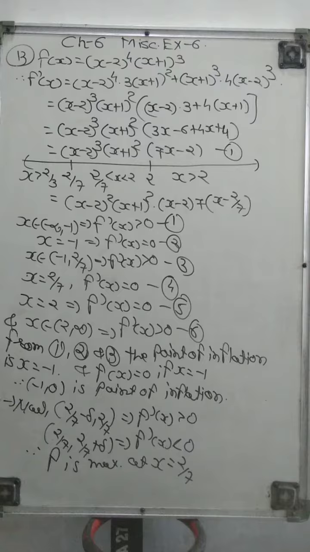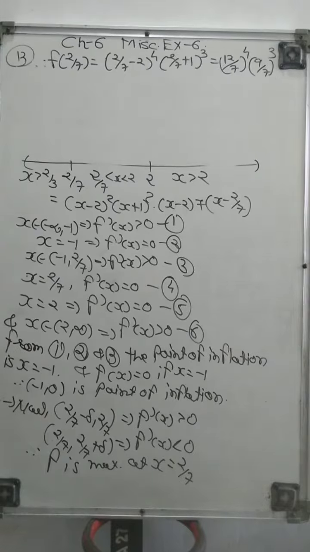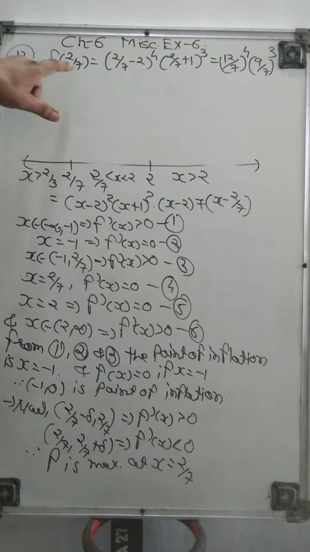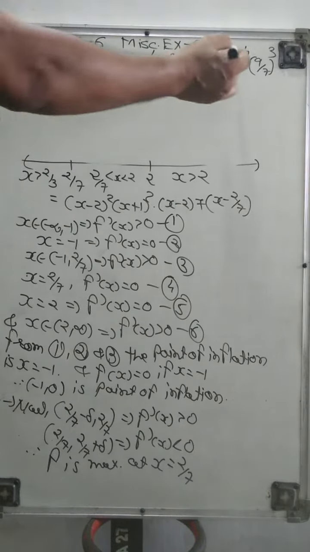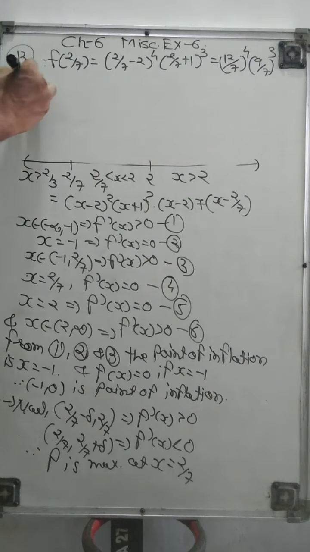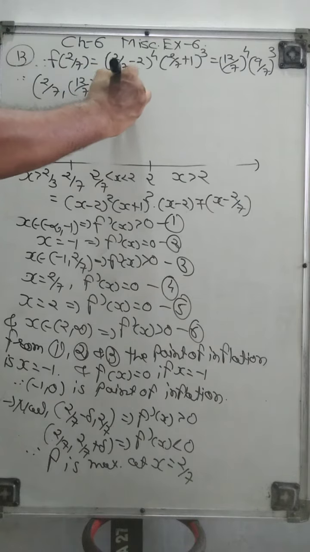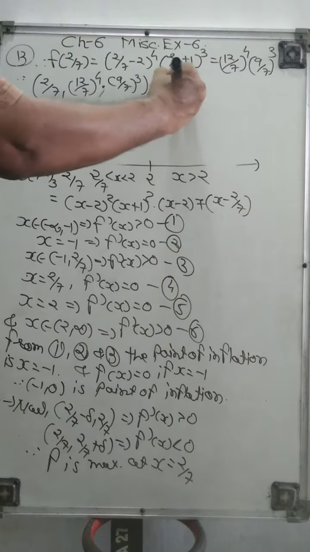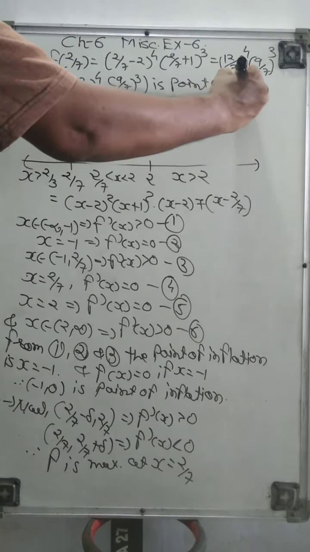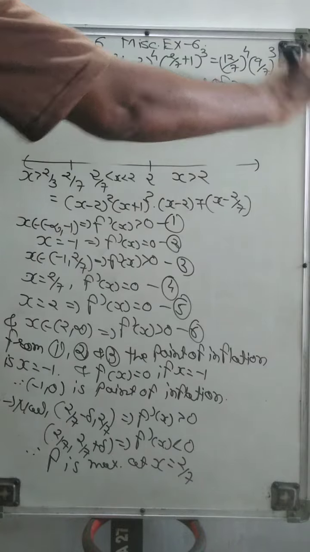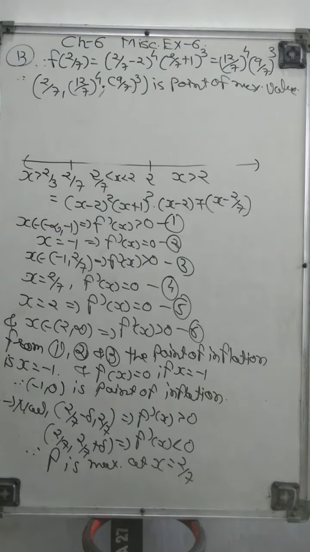So f is maximum at 2/7, and the answer at 2/7 is quite a lengthy sum. If we put x equal to 2/7, then we get (12/7)^4 and (9/7)^3. Therefore the point (2/7, (12/7)^4 (9/7)^3) is the point of maximum value. Now we find the point of minimum value.